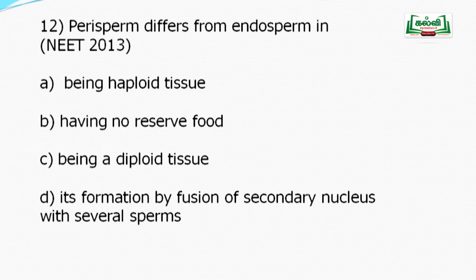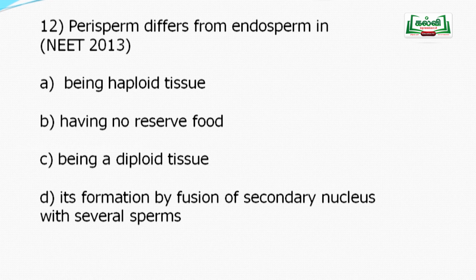Option A, being haploid tissue. Option B, having no reserved material. Option C, being a diploid tissue. Option D, its formation by fusion of secondary nucleus with several sperms or male gametes. See the question, perisperm differs from endosperm.